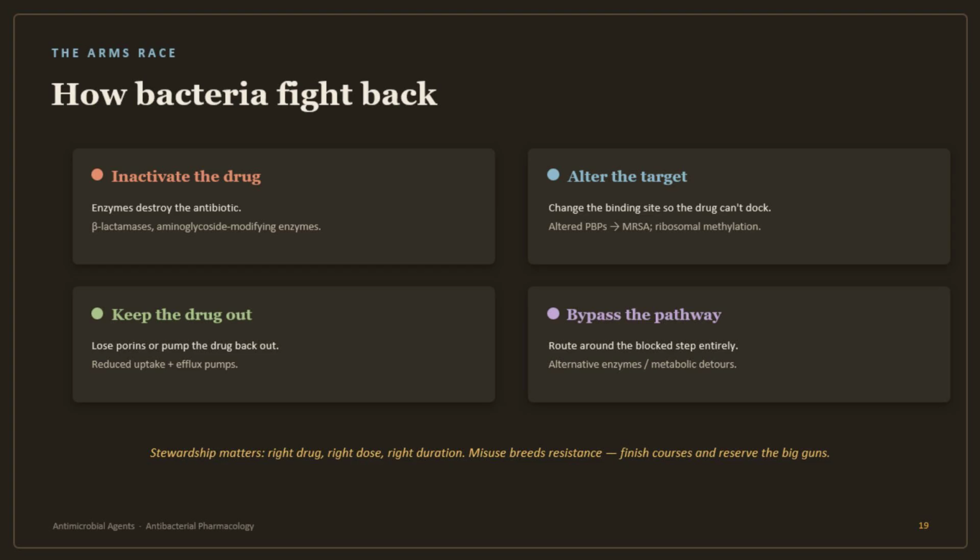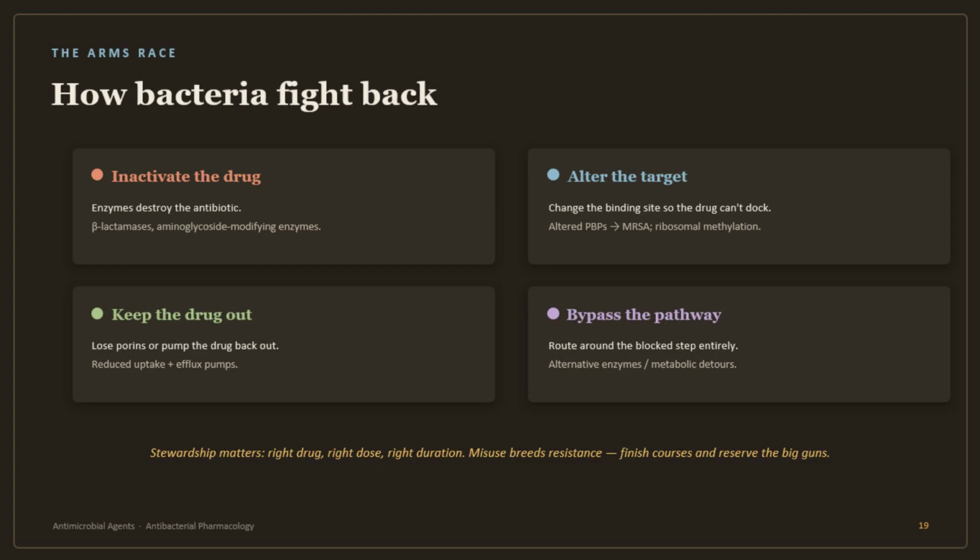Strategy 3: keep the drug out by losing porins or pumping the drug straight back out with efflux pumps. Reduced uptake plus active export. And strategy 4: bypass the pathway entirely using alternative enzymes or metabolic detours to route around the blocked step.